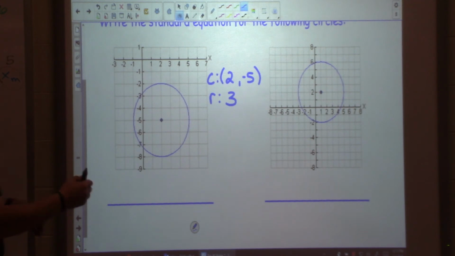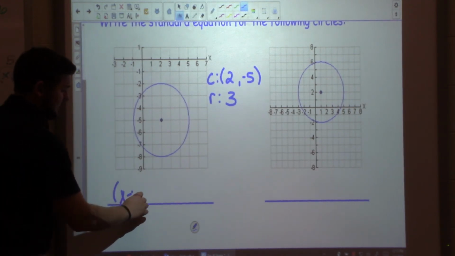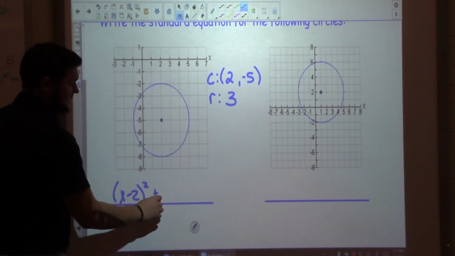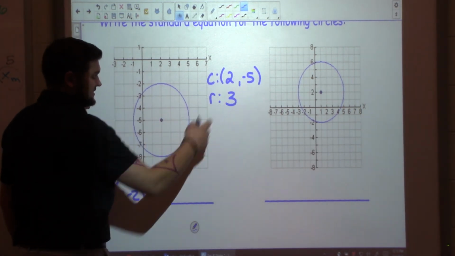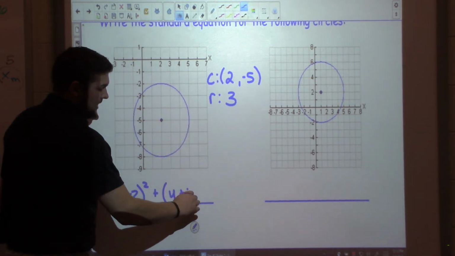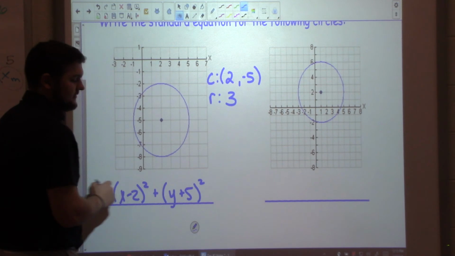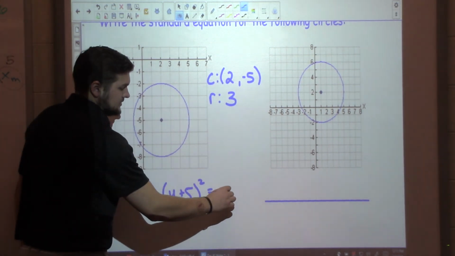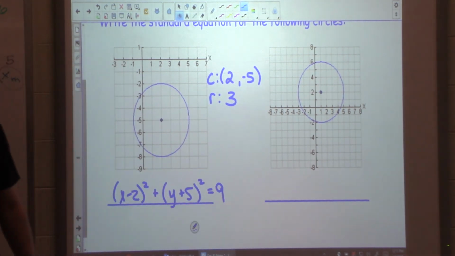x minus h squared. So x minus 2 squared plus y minus k squared. y minus -5 is like plus 5 squared equals my radius squared. So 3 squared would be 9. Good.